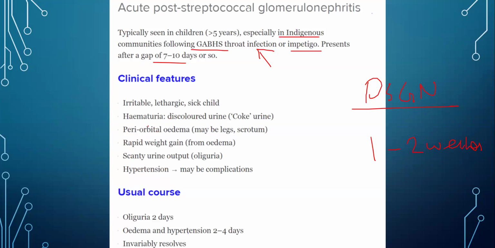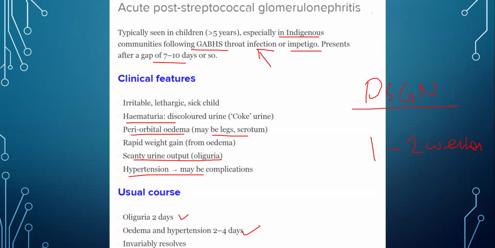So if they get hematuria and also they get edema, sometimes the edema can start around the eye, so periorbital edema, and then it can involve the legs and everything. Scanty urinary output, so oliguria, and sometimes it can be complicated with hypertension. So the usual course is first they develop oliguria and then edema and hypertension. But it's a very good prognosis, usually doesn't do any long-term complication.